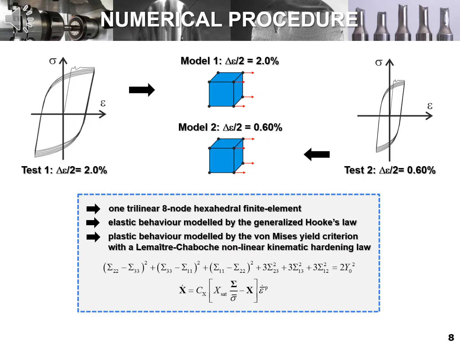Regarding the numerical procedure, firstly we developed 2 single-element models representative of the cyclic elastic-plastic behavior of the material. The models assume 2 main features. 1. The isotropic elastic behavior was modeled by the generalized Hooke's law. And 2. The plastic behavior was modeled by the von Mises yield criterion, coupled with the Lemaitre-Chaboch nonlinear kinematic hardening law under an associated flow rule. The von Mises yield surface was used to describe the onset of plastic yielding.